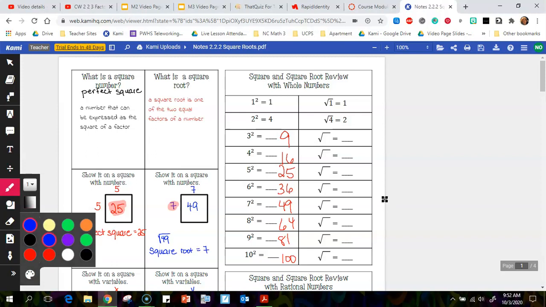So let's do blue over here, and over here we're going to talk about square roots. So the square root of 9 is 3. It's actually plus or minus 3, but for these purposes we're just going to use the positive. Square root of 16 is 4. Square root of 25, 5, and so on. We'll just fill these in.